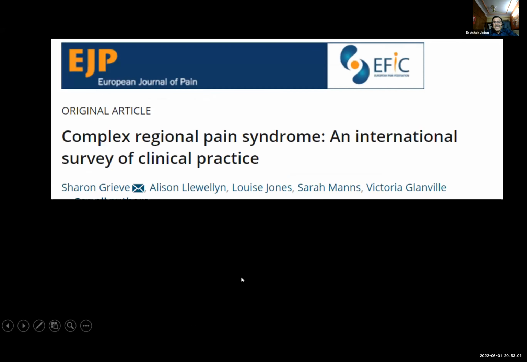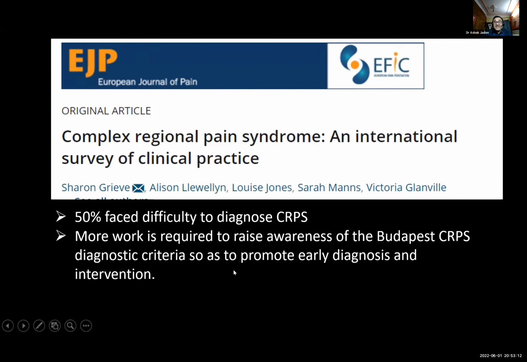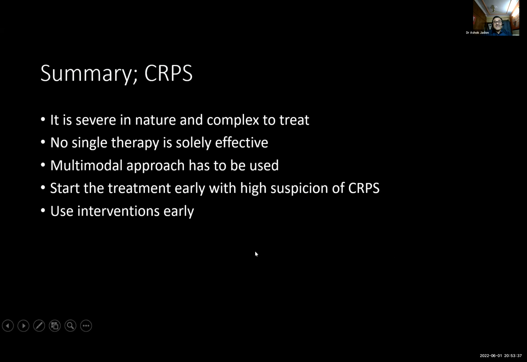But you know what the bottom line is? We know a lot of things, and a lot of newer insights have been developed, but a recent survey tells us something different: when international pain physicians were asked, 50% found it difficult even to diagnose CRPS. So not only will treatment and understanding of the pathogenesis help, but we also have to bring about knowledge of CRPS among ourselves and the patients, who can then report it earlier and benefit. So to summarize, it is severe in nature and complex to treat.